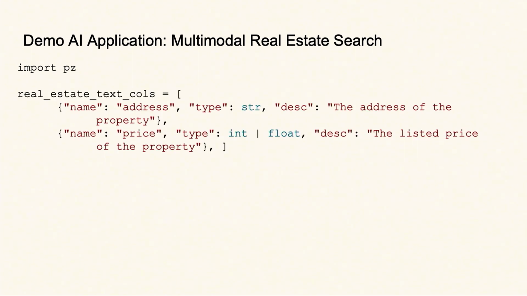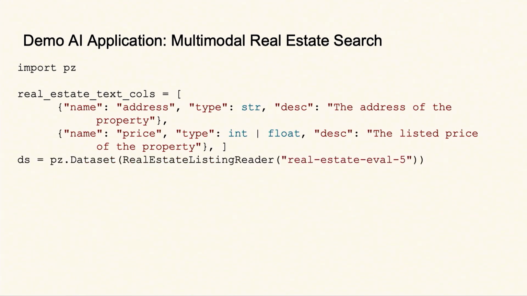So the way that PZ works is that you declare what information you would like to extract from the data that is provided. So you say, for example, I want to have the address of the property, the listed price of the property, and these other sorts of things that you want to extract.